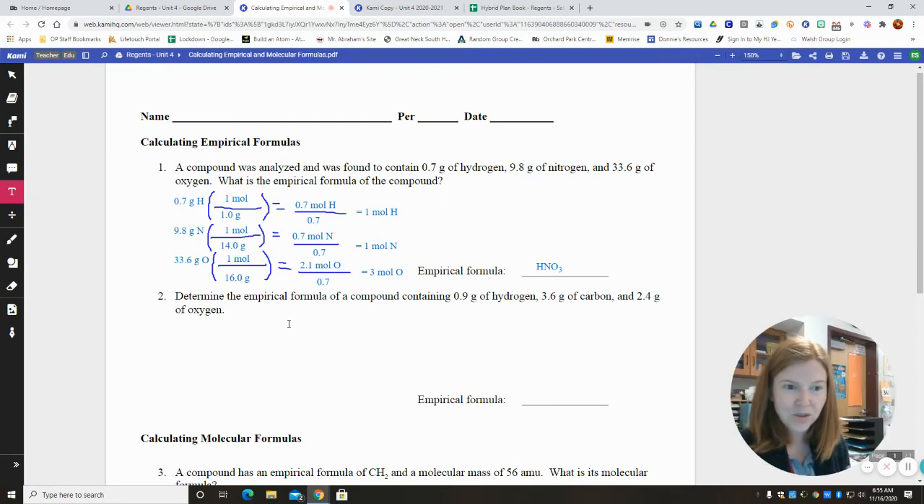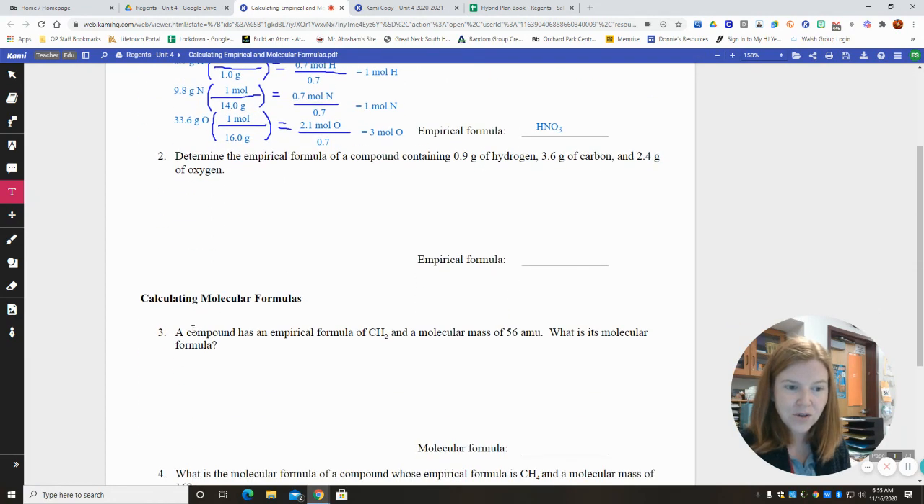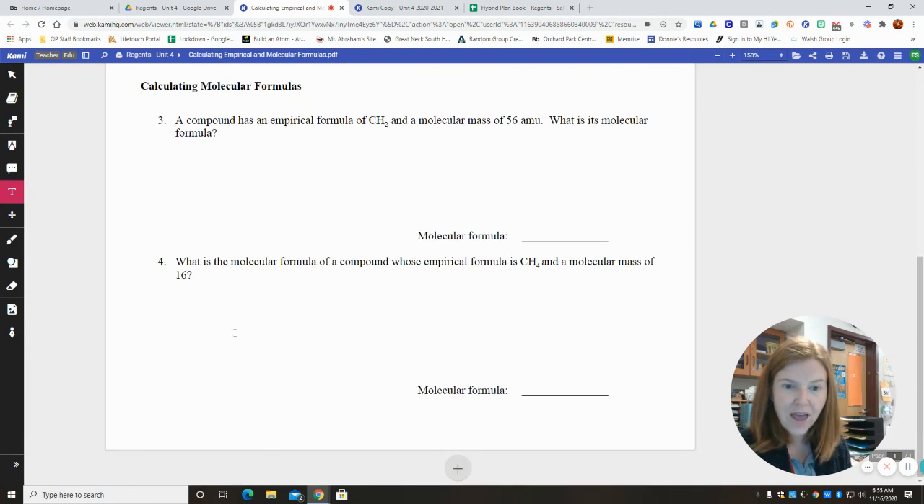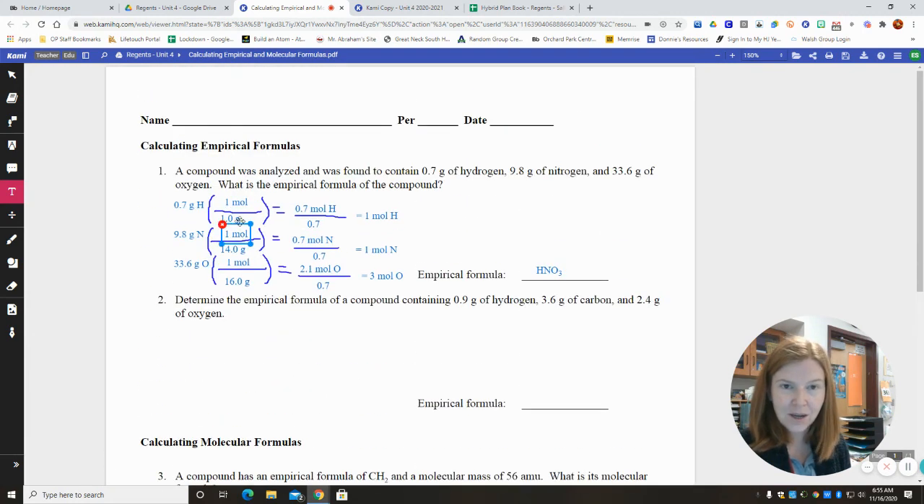And then your other asynchronous work, guys, is to finish off the rest of that worksheet, calculating empirical formulas. We did number 1 together. You need to do number 2, number 3, and number 4. And then turn this in Cami.